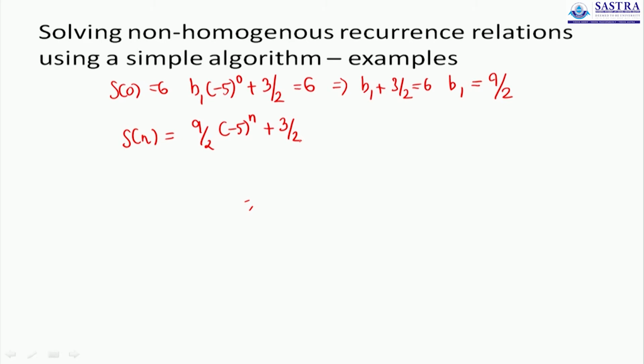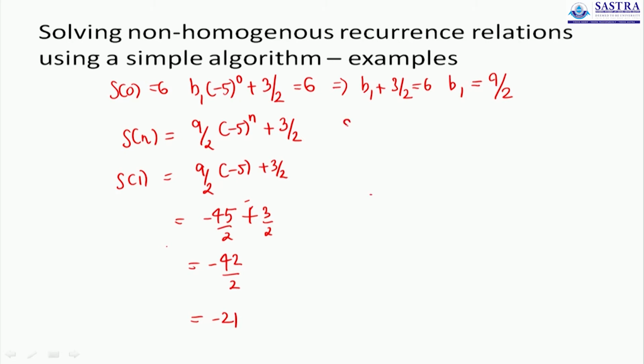Let us try and verify if this answer is right. Let us find S of 1. S of 1 has got to be 9 by 2 times minus 5 plus 3 by 2, or that is minus 45 upon 2 plus 3 upon 2, which is minus 42 upon 2, which is minus 21.